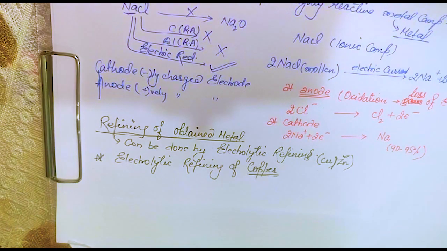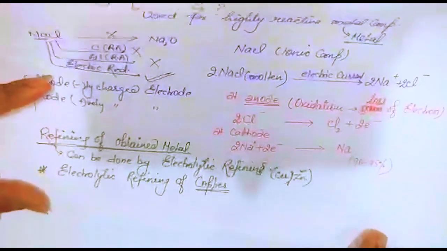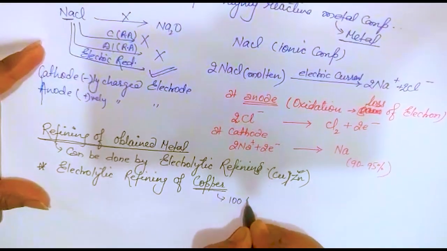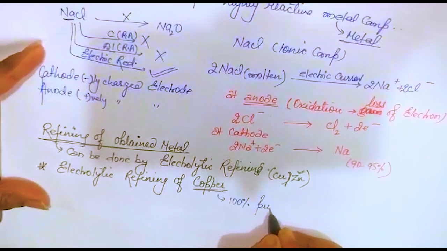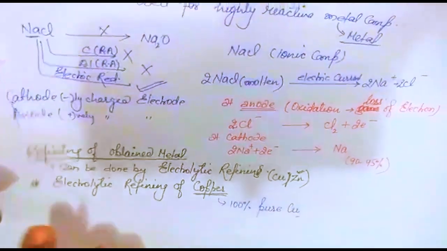Okay, so for this I have to make the diagram. By this electrolytic refining of copper, we will get 100% pure copper. Okay, almost 100% pure copper. So now let's begin with the construction, and I have drawn the diagram already, and this is the diagram over here.